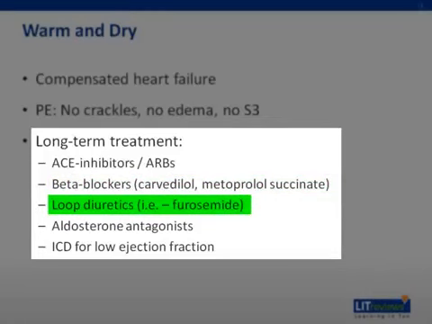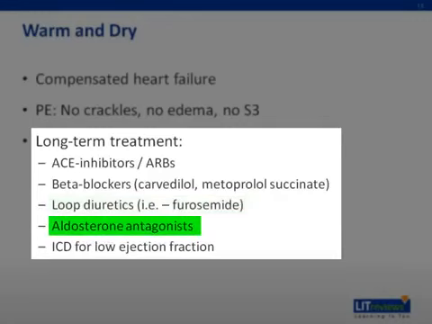Diuretics such as furosemide are also important medicines for preventing volume overload and managing volume status. For patients with New York Heart Association Class 3 or Class 4 heart failure, aldosterone antagonists such as spironolactone or eplerenone have also been shown to significantly improve clinical outcomes. The benefit of aldosterone antagonists has also been shown in some New York Heart Association Class 2 patients, and their use will likely continue to expand in the future.